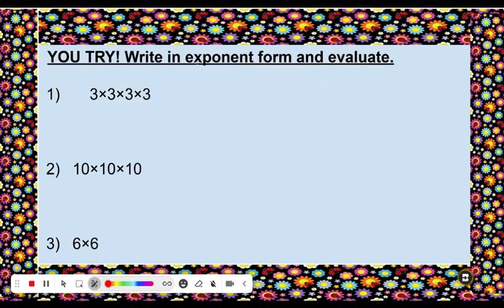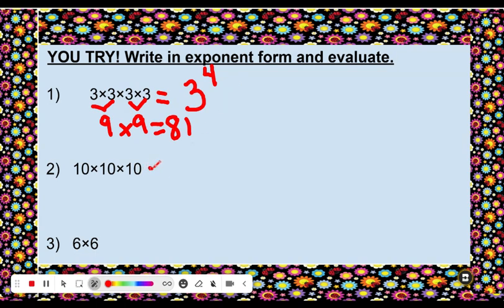Okay, you try. Write in exponent form and evaluate. So remember, evaluate means to solve. So let's write the exponent form first. 3 times 3 times 3 times 3. So 3 is our base to the 4th power. They've already written down expanded form. So 3 times 3 is 9. 3 times 3 is 9 again. 9 times 9 equals 81. So 3 to the 4th power equals 81.